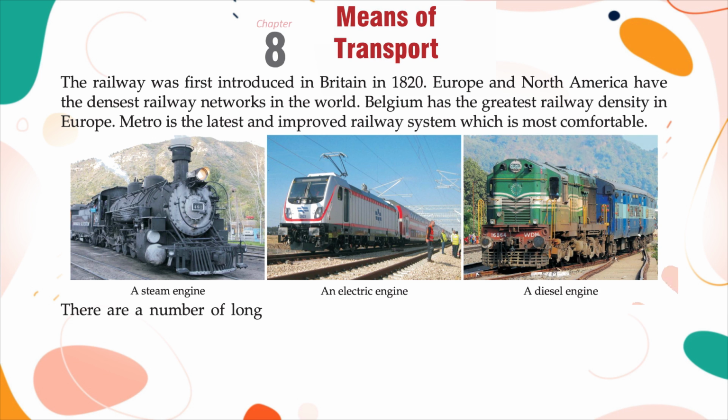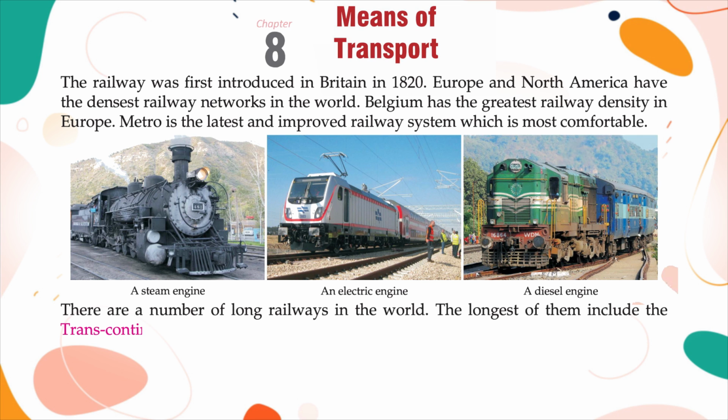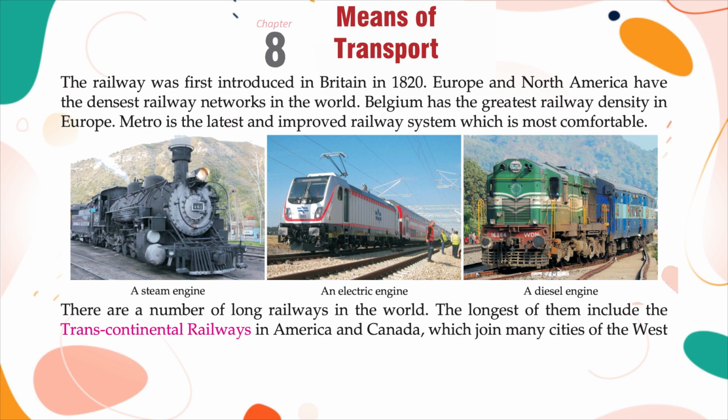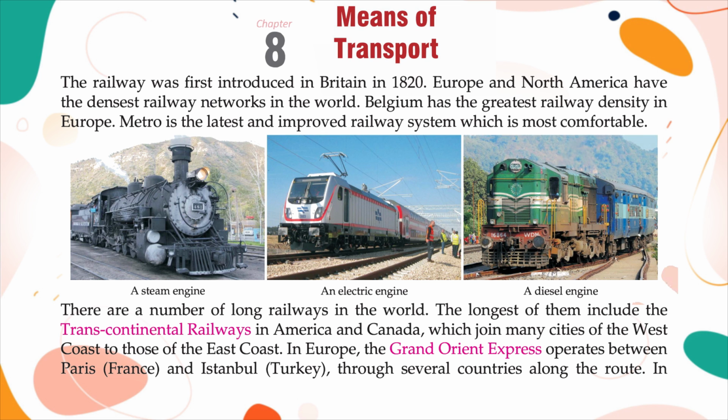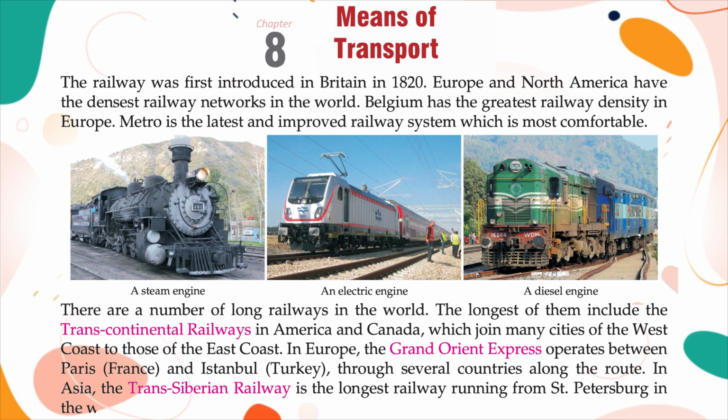There are a number of long railways in the world. The longest of them include the transcontinental railways in America and Canada, which join many cities of the west coast to those of the east coast. In Europe, the Grand Orient Express operates between Paris in France and Istanbul in Turkey through several countries along the route. In Asia, the Trans-Siberian Railway is the longest railway running from St. Petersburg in the west to Vladivostok in the east.